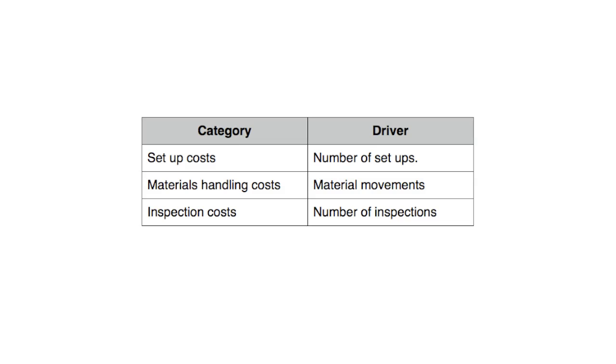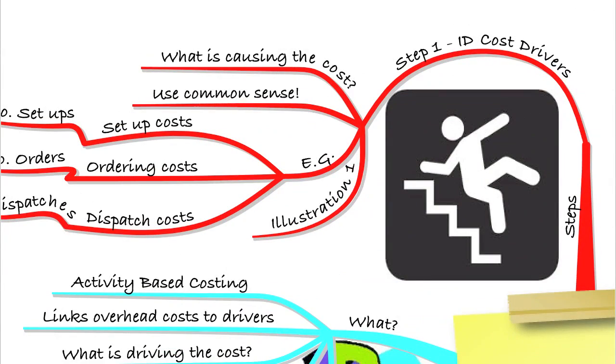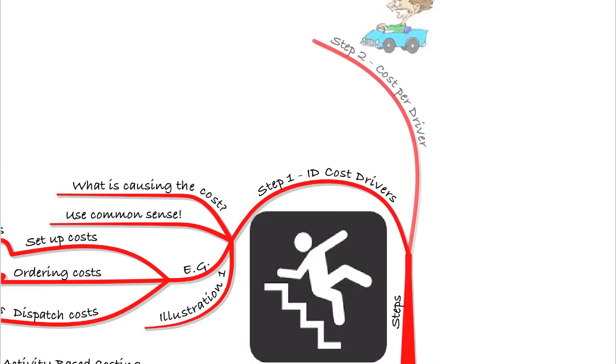So the solution to this one is to use common sense. Read through the question and make sure that you identify the correct driver for the category of cost that you're looking at. So we can see that step 1 is pretty straightforward in our activity-based costing. Let's look at step 2.